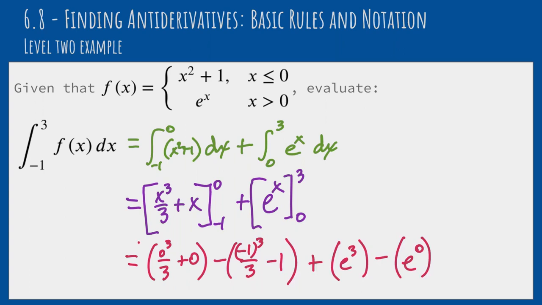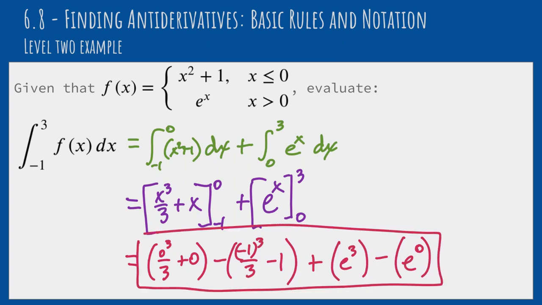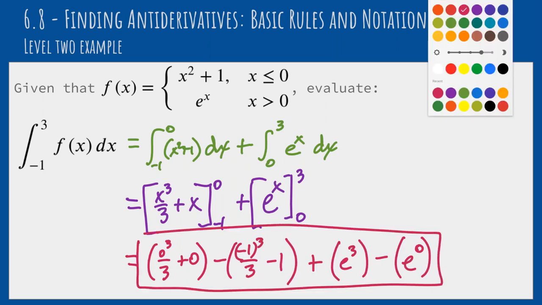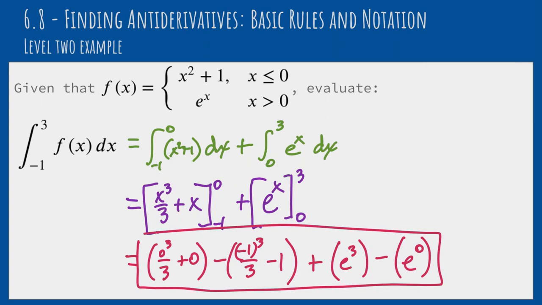If this is a free response question, this is perfectly acceptable. There is some simplifying that we could do if we had to. So for example, e to the 0 is 1. All of this here drops out. So we do get a simpler answer by simplifying, but again, this answer here for free response is perfectly fine.